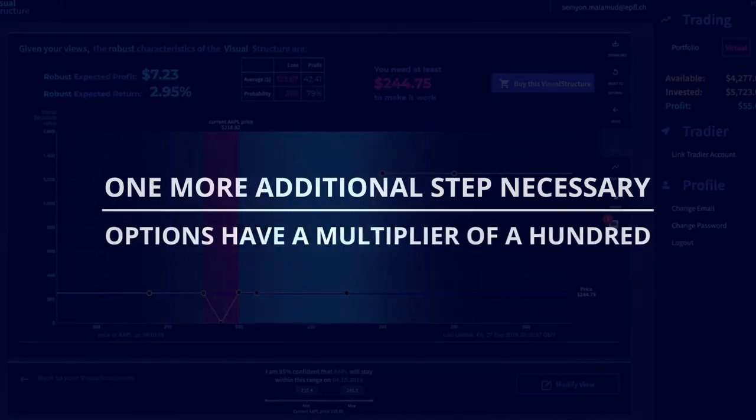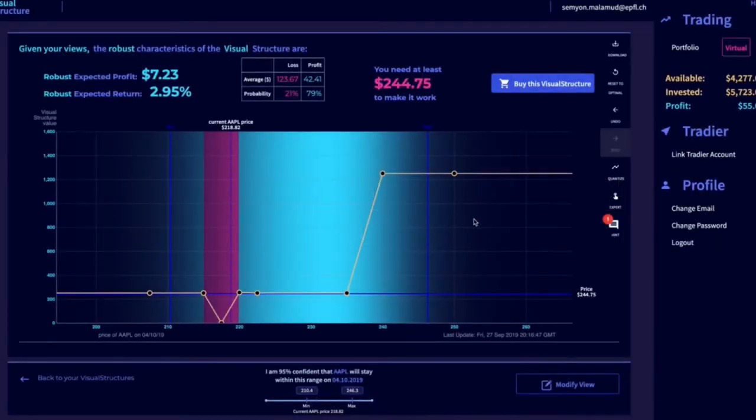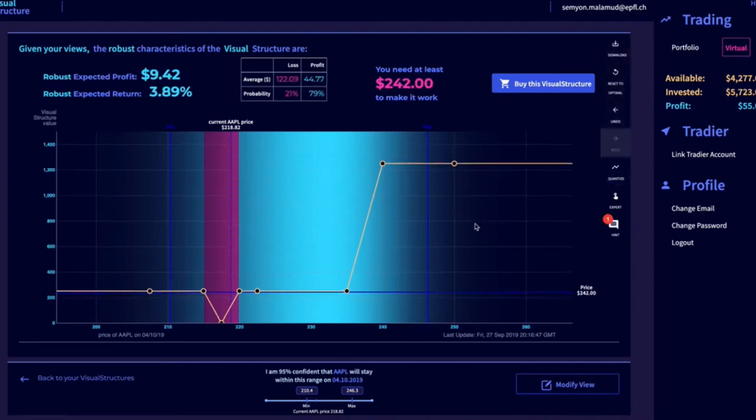However, there is one more additional step necessary. Options have a multiplier of 100, and we may need to modify the visual structure to make it adhere to this restriction. To do this, just click on the Quantize button, and the system is going to properly adjust your visual structure, trying to make you even better off. You can see that the profit probability has not changed, while the expected return even went up a little bit.